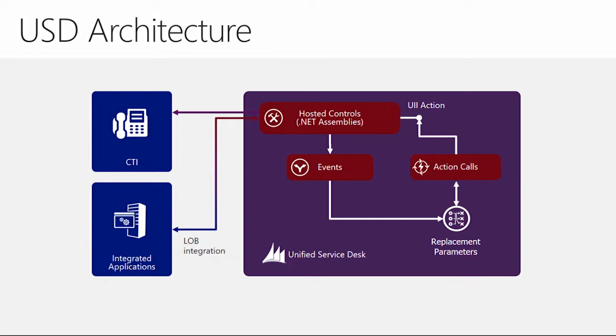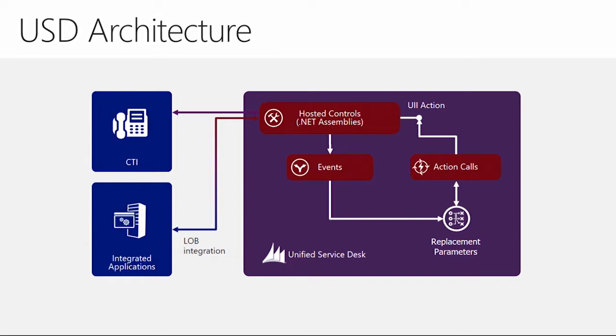So if I want to open up an account record, I'm going to have a hosted control where I'm going to store the account or the item that I want to open up. I'm going to have an action call which will basically specify where I want to load that information inside the application, and I'm going to use replacement parameters to define what specific account inside Dynamics 365 I want to open up. And what that action call does is it initiates what's called a UII action, or an action inside the application that'll actually fire that.